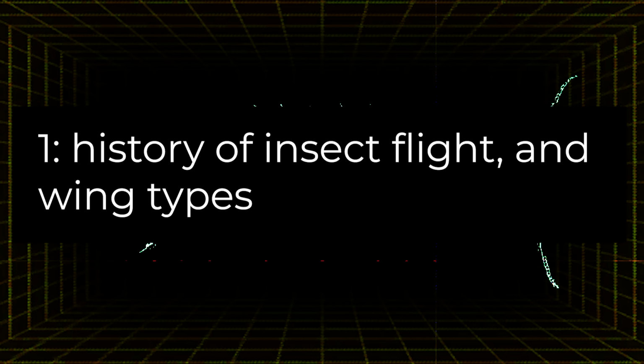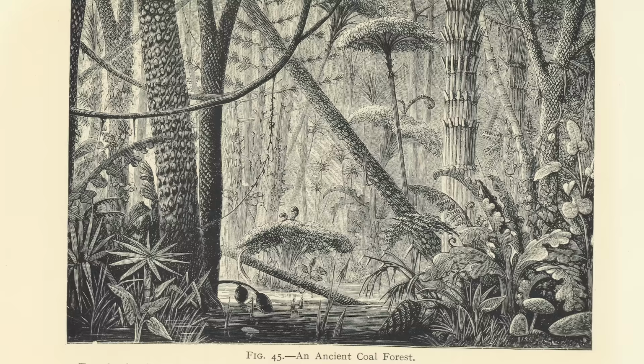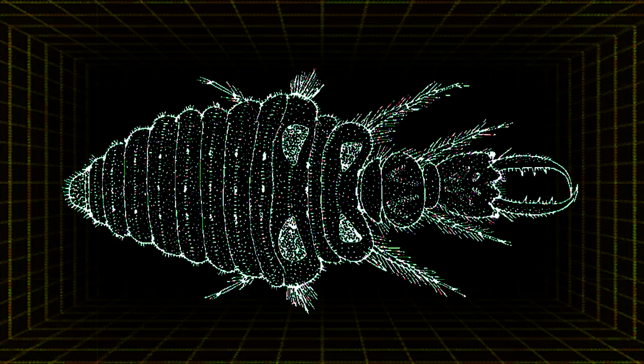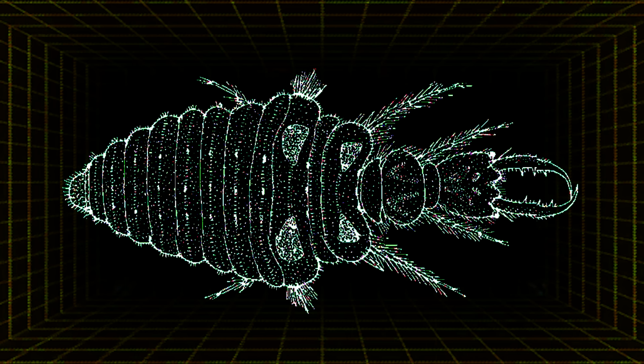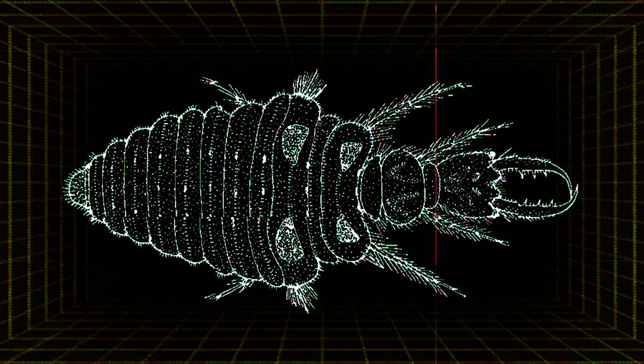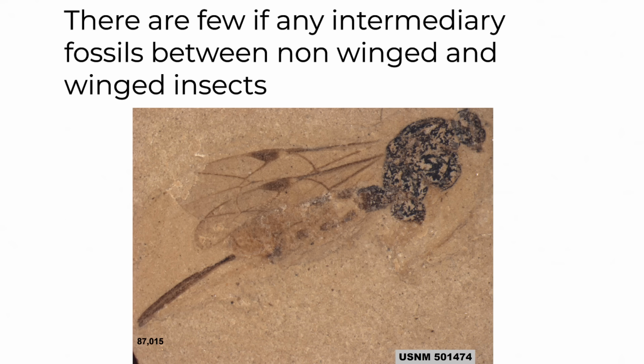Number 1. History of insect flight and wing types. It is thought that insects evolved flight some 300 to 350 million years ago. However, there remains some debate as to how it exactly arose in the insects. It appears relatively abruptly in the fossil record, with few if any intermediary fossils to show a direct progression.